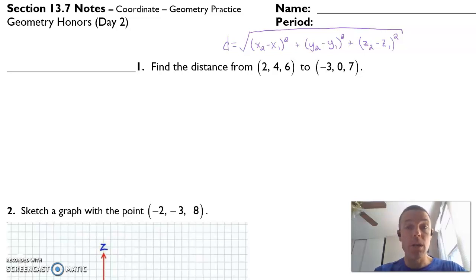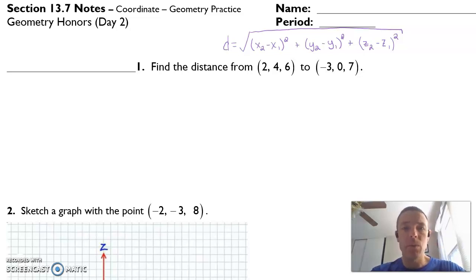The first two are going to involve our three dimensions. Pay close attention to the second one. That's one where I think we had a couple of difficult times with understanding how to plot a point in three dimensions, especially when there were negatives involved in the x direction. So go ahead and give those a try.